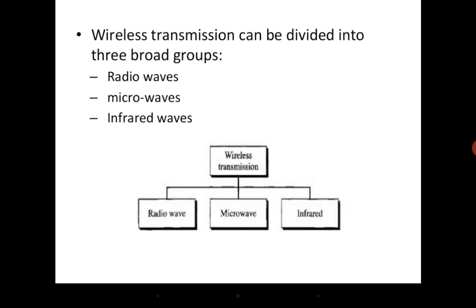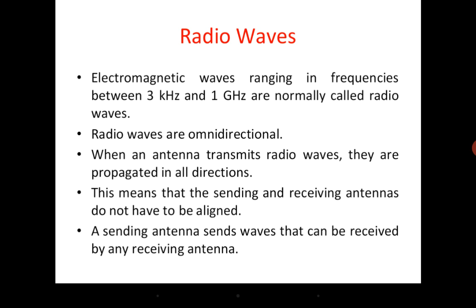Wireless transmissions can be divided into three categories. First one is radio waves, second one microwave, and third one is infrared wave. Let's see them. First one is radio waves. Electromagnetic waves with frequency ranging from 3 kilohertz to 1 gigahertz are normally called radio waves. Radio waves are usually omnidirectional, which means they can propagate in all directions. This means the sending and receiving antennas do not have to be aligned. A sending antenna sends waves that can be received by any receiving antenna.